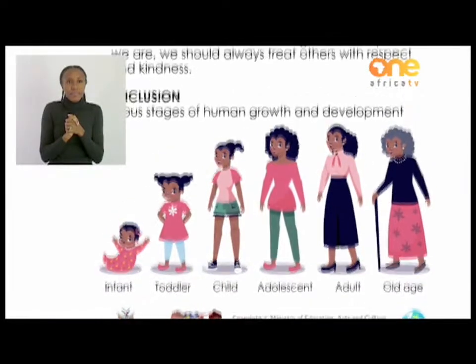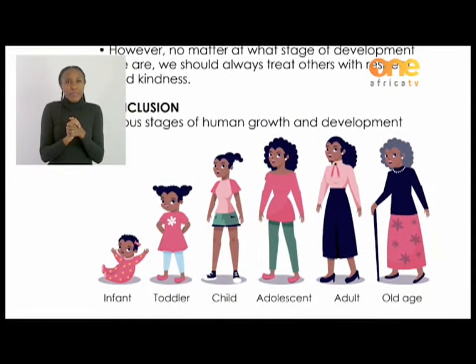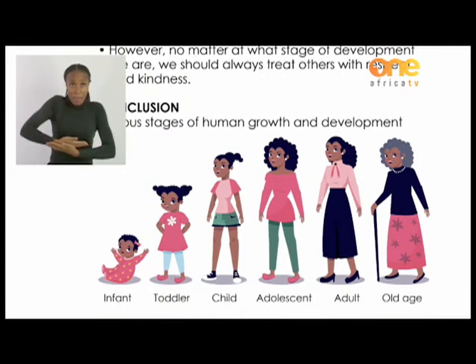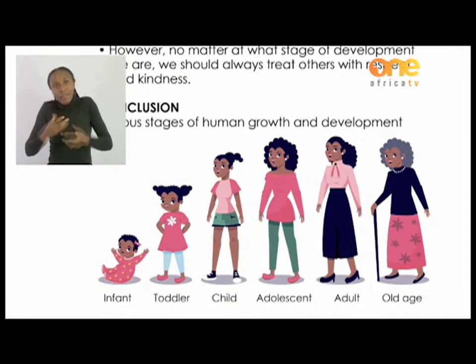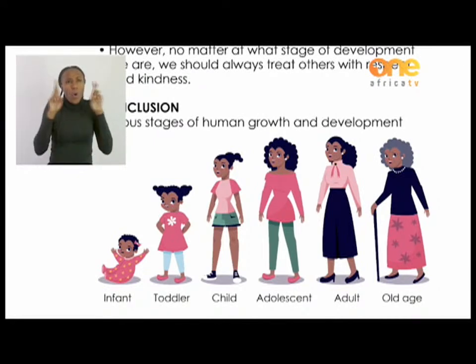We are concluding. We are saying that the various stages of human growth and development are: we have the infant, we have the toddler, we have children or child, adolescence, which is a teenager, we have adults, and we have our grandparents, which is old age, above the age of 60. I hope you have listened very well. Let's test our knowledge.